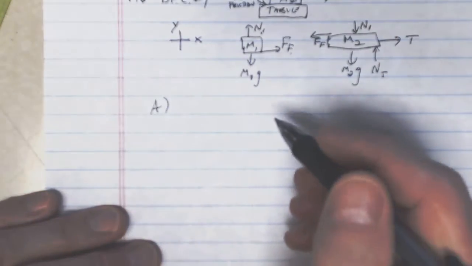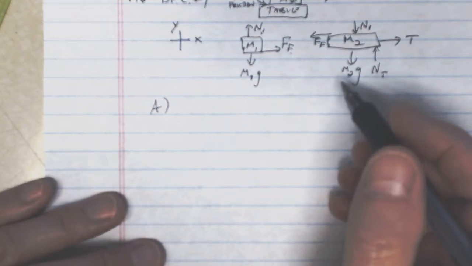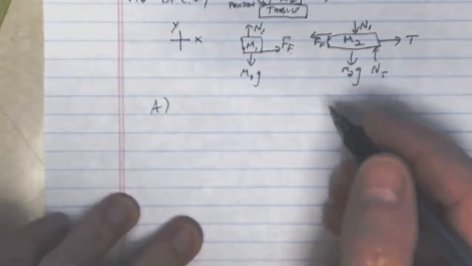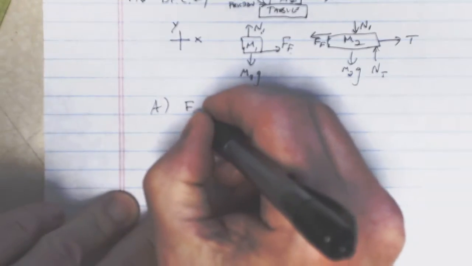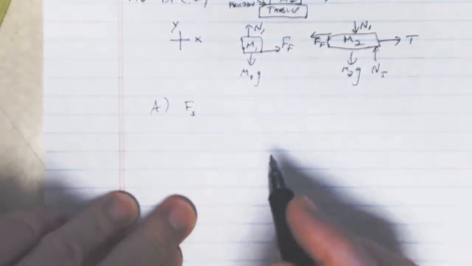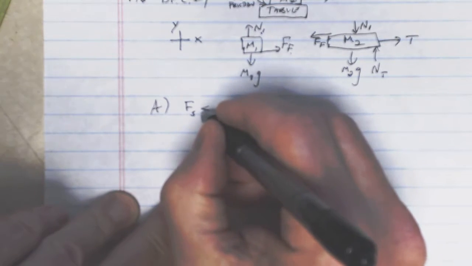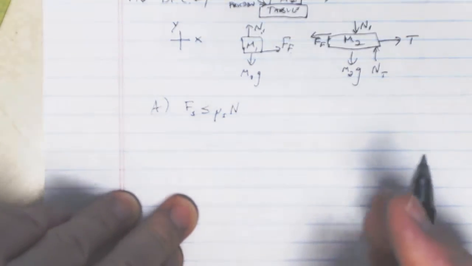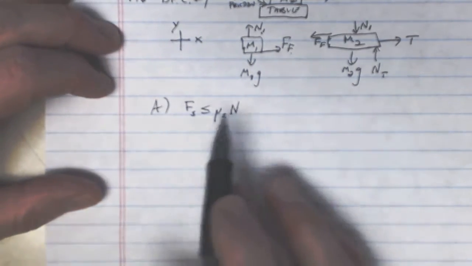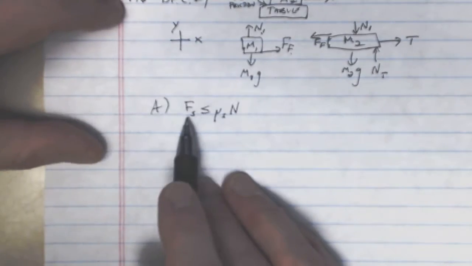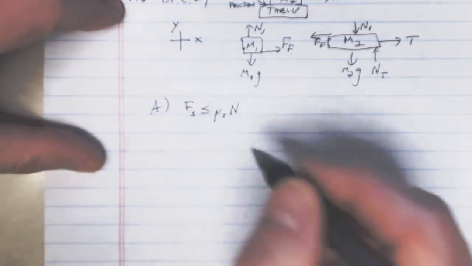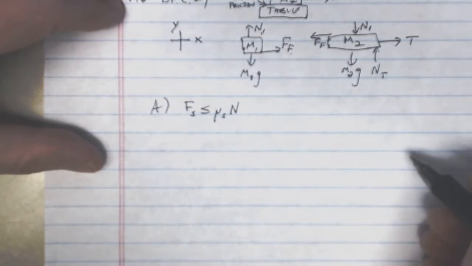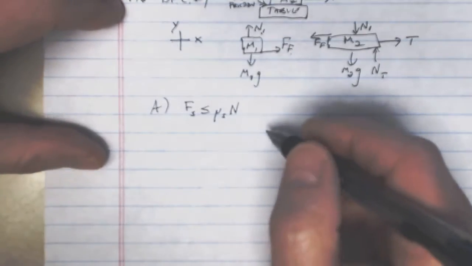Part A says, if both blocks move together, find the maximum acceleration and the maximum tension you can supply. And there's a maximum because remember that we're talking about static friction now between these two. They're moving together, and so static friction is less than or equal to some μ_s N, the normal force between them. But to solve for the maximum force of static friction, the maximum acceleration, we'll just set these two things equal to each other, okay, realizing that that will only be true if you're at that critical acceleration and critical tension. So now we're ready to get started.